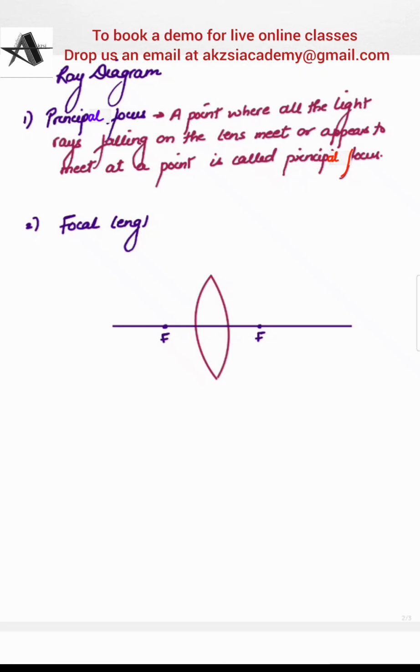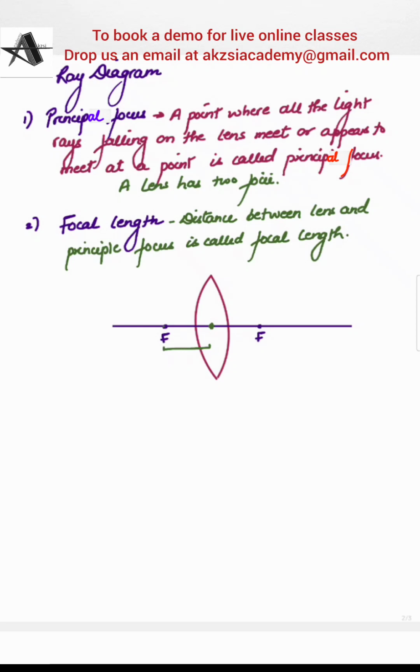But before that, the important thing here that you can see is a lens has two principal foci. Next is the focal length. This is the lens and we consider this part. We measure distance from this middle part of the lens. The distance between the lens and the focus will give you the focal length. This will be your focal length.